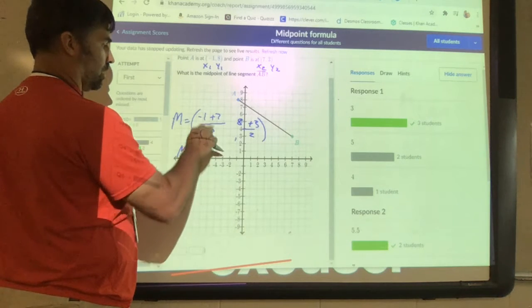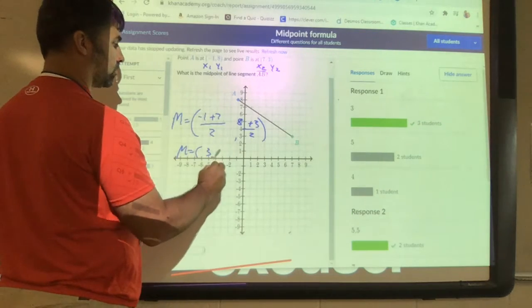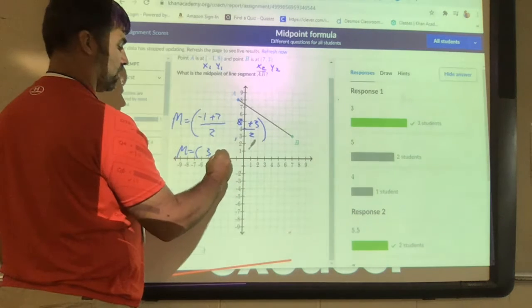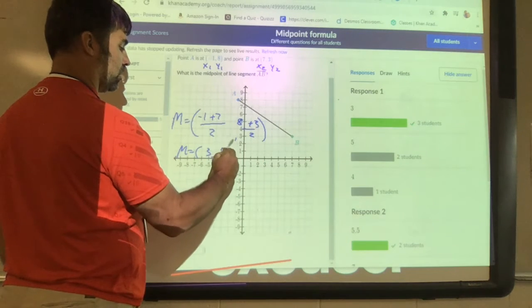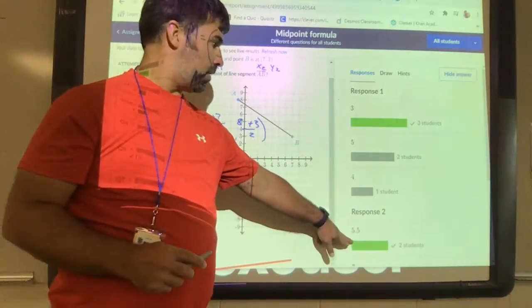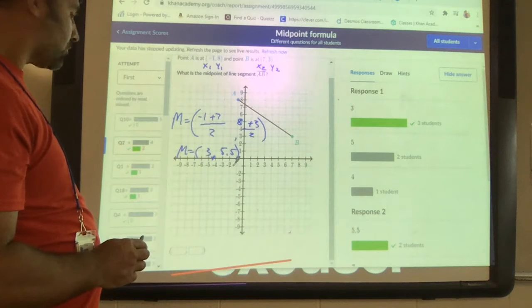So that's 6. -1 plus 7 is 6. Half of 6 would be 3. That's 11. 8 plus 3, 11. Half of 11 is 5.5. Now you can do 5.5, which is what they have here. So that's 3, 5.5.